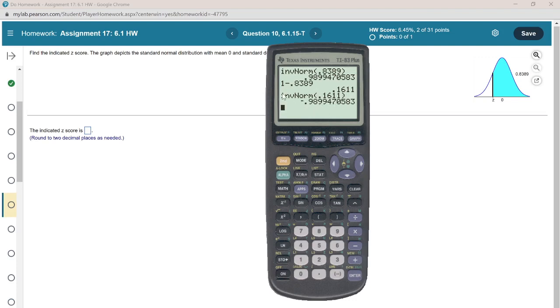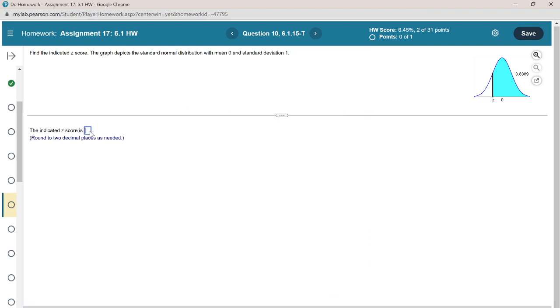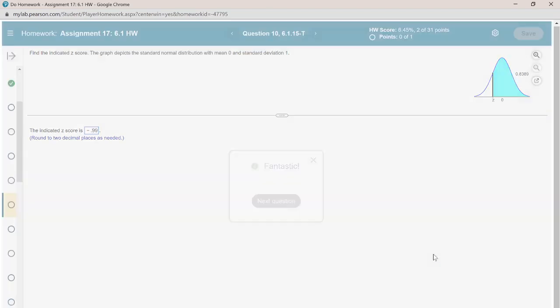Remember, this function inverse normal only takes the area to the left of the z-score. So this is negative 0.9899. Rounded to two decimal places, it should be 0.99. So it's negative 0.99. That's the z-score for this area.